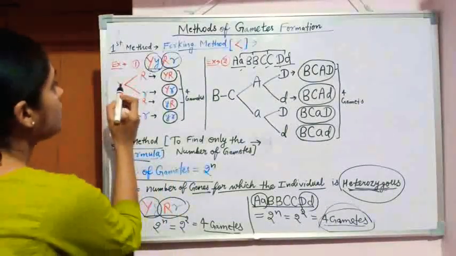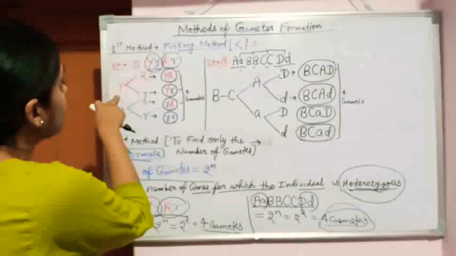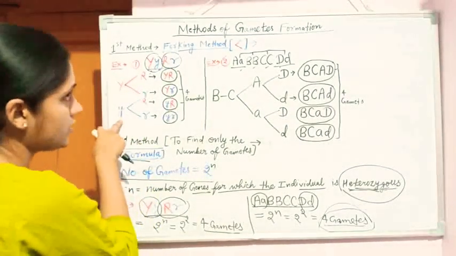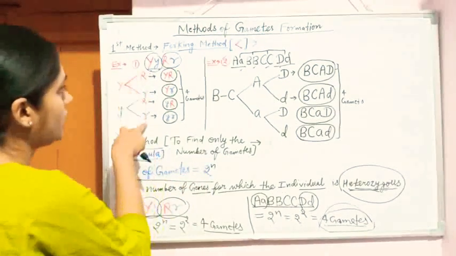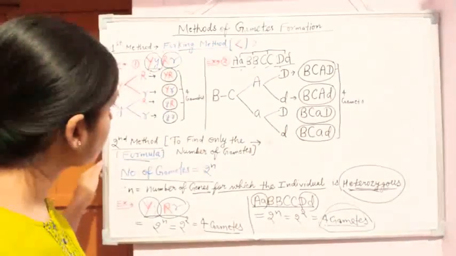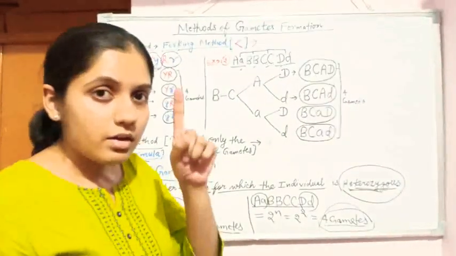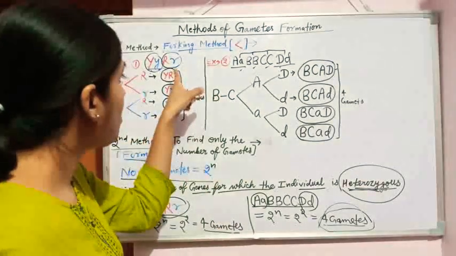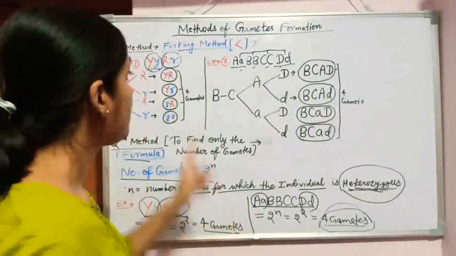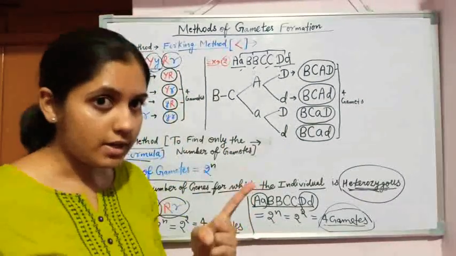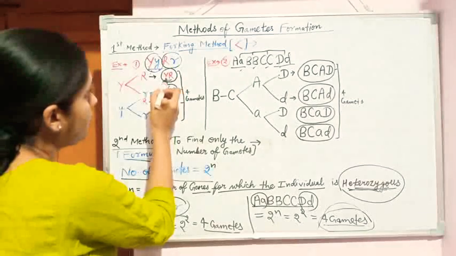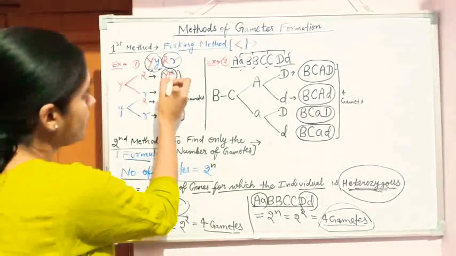So first of all you take the first dominant allele of a gene and the second recessive allele of one gene, then make the fork like this, and then the gamete formation takes place. And remember one thing: every time you form a gamete, if the cross is dihybrid, then one allele from both the characters must come in one gamete.